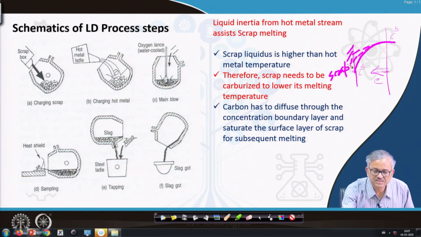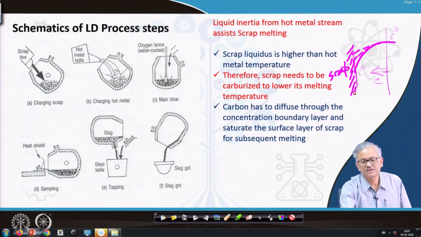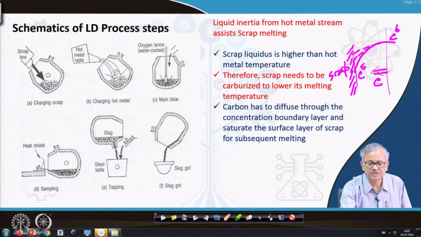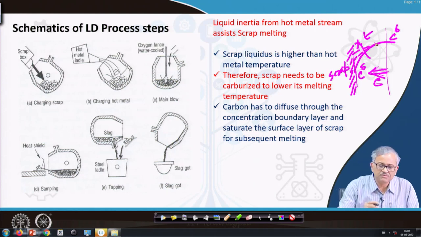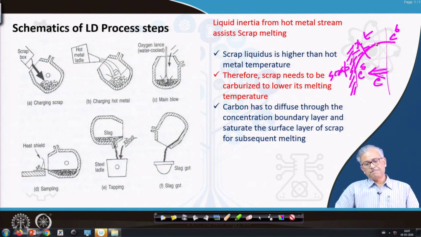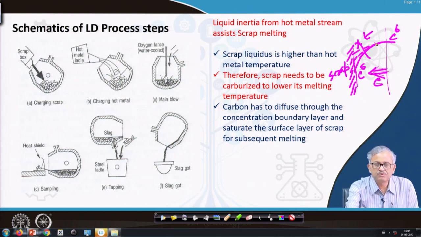So this side is the scrap side, and the concentration from the hot metal is coming. This is the boundary, this is CB, the bulk concentration, and this is CS, the concentration at the surface, and carbon is diffusing this way. As you increase the time, the concentration profile will change like this from here to here. It will go on increasing, and finally the carbon concentration at the scrap surface will increase. That is the way it will carburize, and finally it will melt. So it is basically mass transfer.